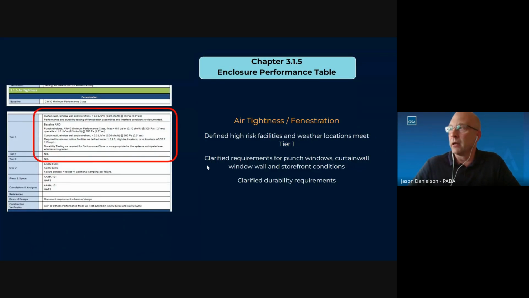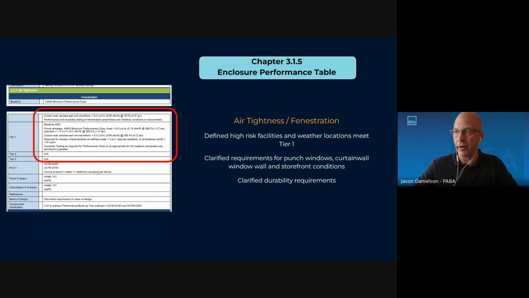So this one, 3.1.5 enclosure performance table. This is the air tightness for the fenestration. This defines high-risk facilities and the weather locations to meet Tier 1, kind of what I talked about before. That's the mission-critical facilities and some of those other facilities, depending on where you're at for weather.